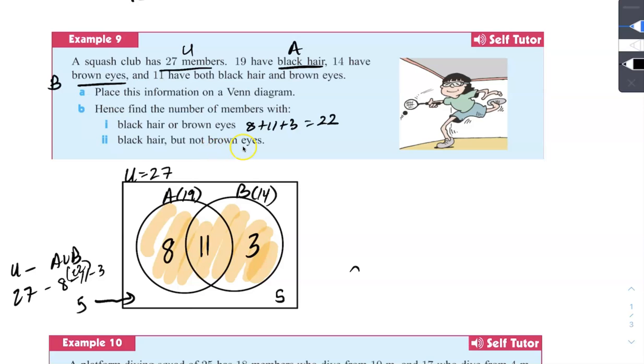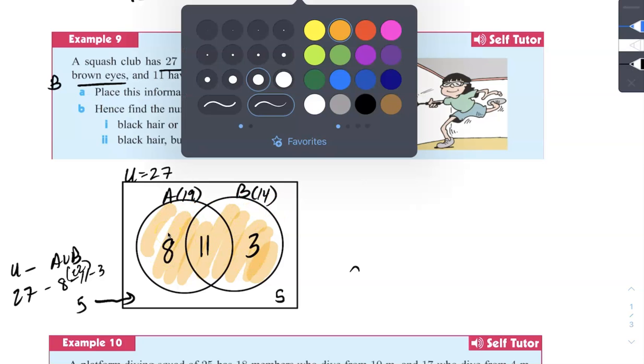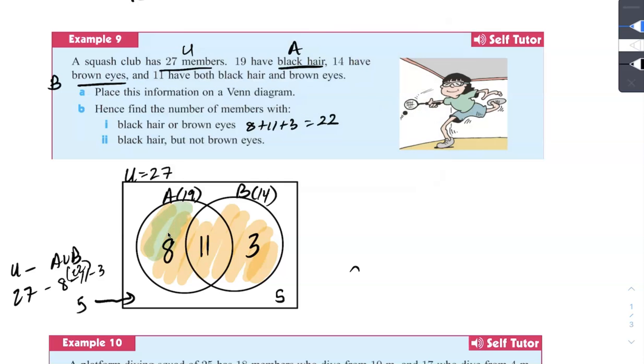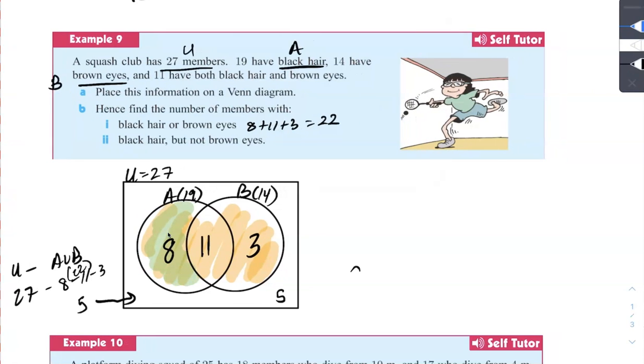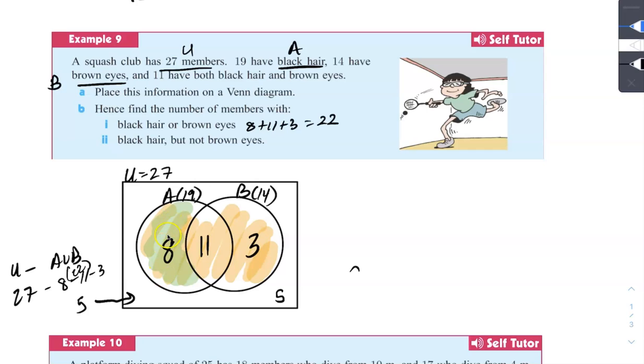Black hair but not brown eyes. So black hair, which is A, but I don't want any people with brown eyes. So just this portion. It's like I'm running a dating website or something. So black hair, no brown eyes. That's this guy right there. That's 8 people. There we go.